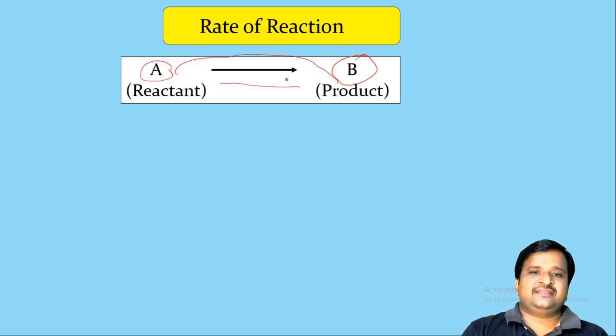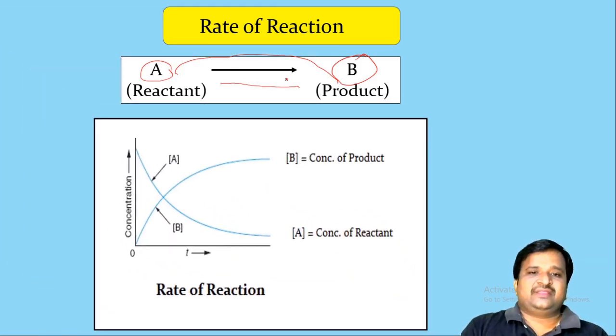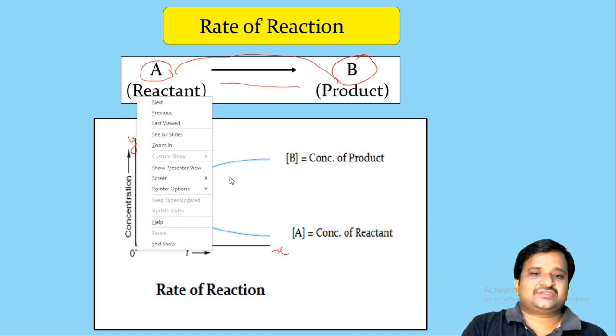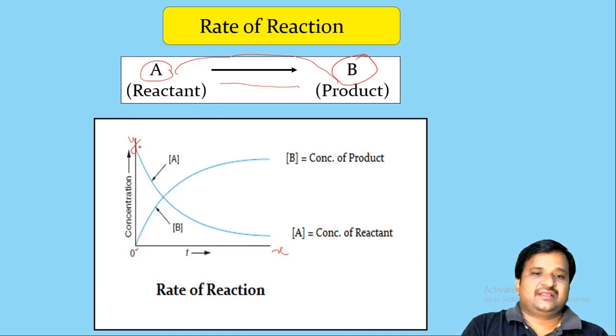In these chemical reactions, generally we show it by a graph. This is the y-axis, and the y-axis takes the concentration, and this is the x-axis. The x-axis is the time. So what happens in the chemical reaction? At the initial zero time, the reaction has not started at all. So this is the concentration of A, the reactant concentration is more.